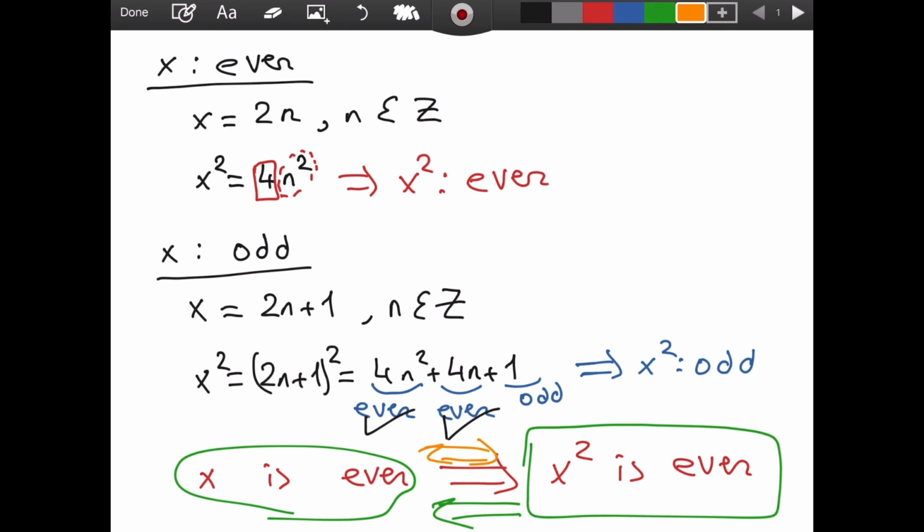So this is a biconditional statement, okay? I hope this clarifies if there was a confusion.